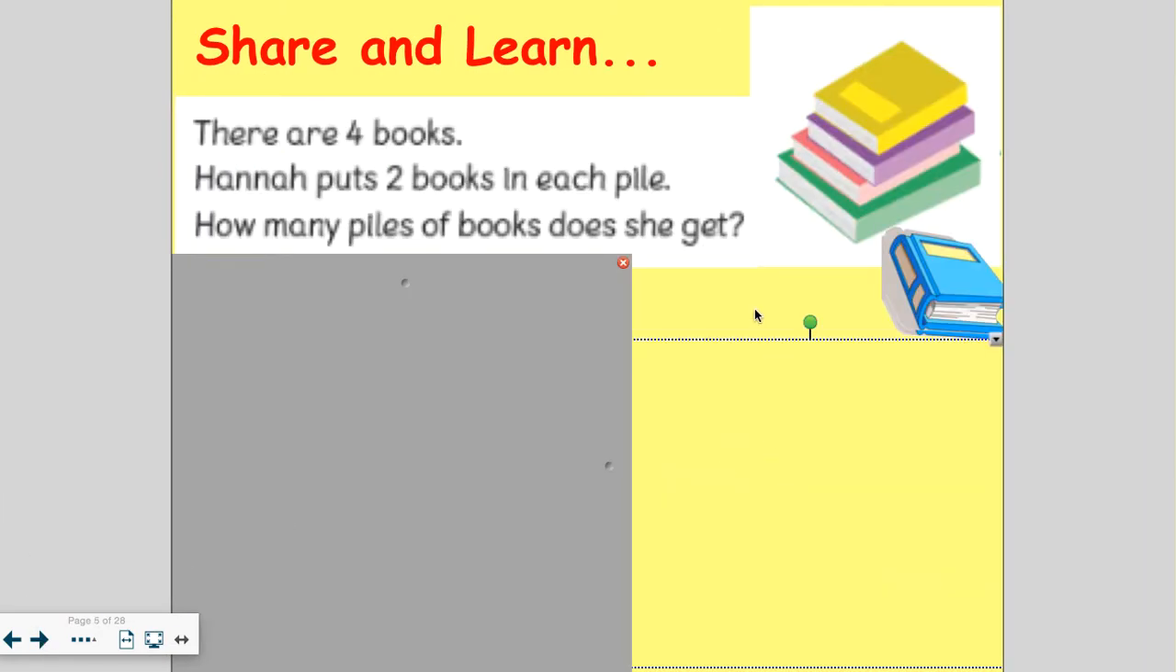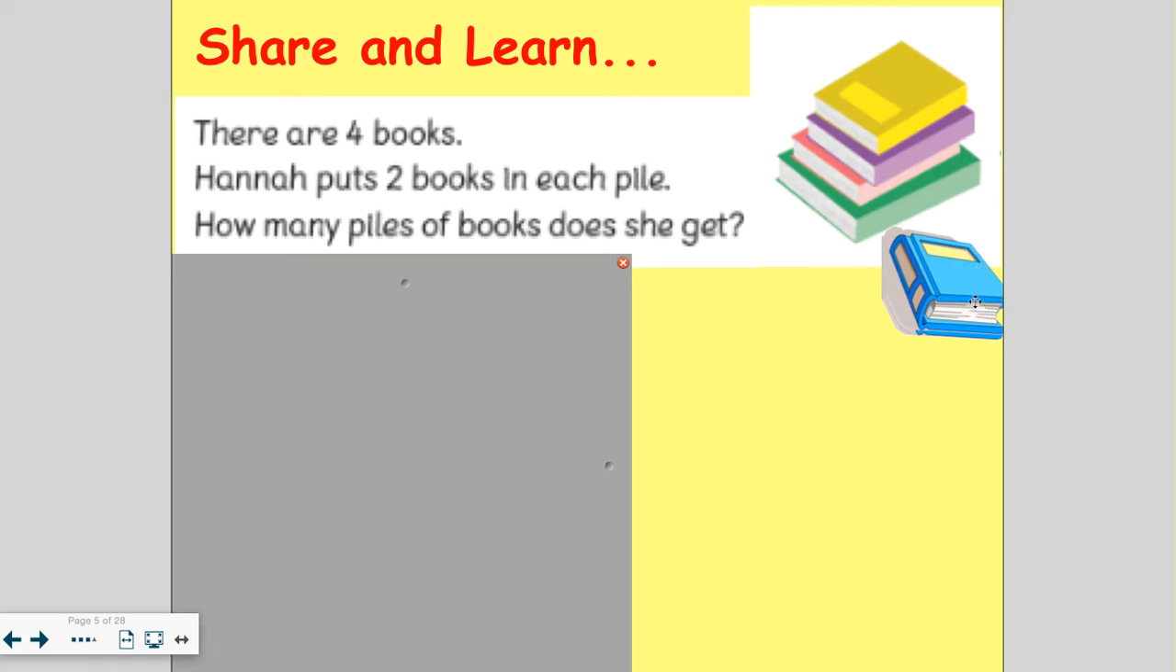Here's another one for us to try. There are 4 books here. Hannah puts the books into piles, and in each pile she puts 2 books. How many piles of books does she get? You need 4 books and you need to put them into piles of 2. Can you see how many piles you can make? Pause the video to do this, and I wonder if you could even challenge yourself to write the number sentence that matches what you've done.